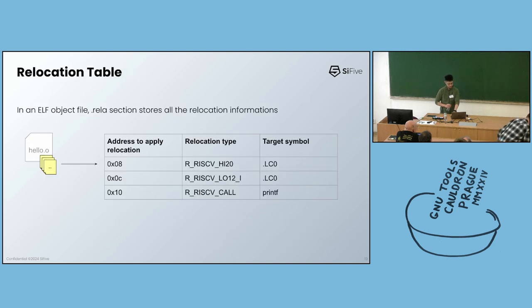LC0, how does it relate to the printf? I missed that. LC0, these are for global symbols. They are generated by the compiler, because we are printing a hello world. These symbols are the address of the hello world string. But because this is not important in this presentation, I didn't go into details about them.